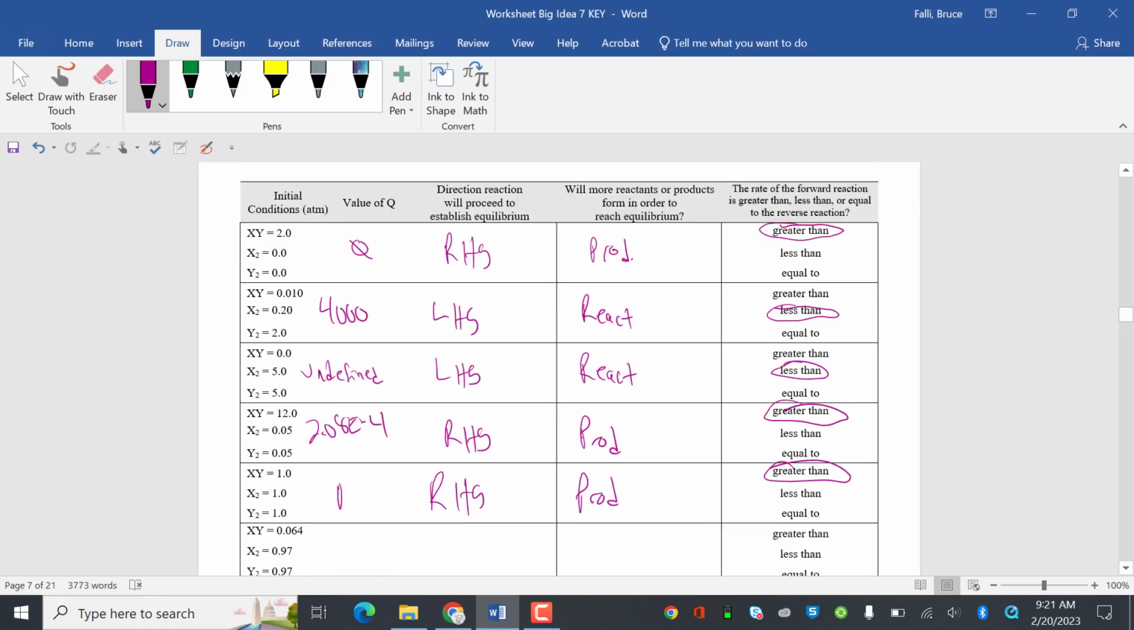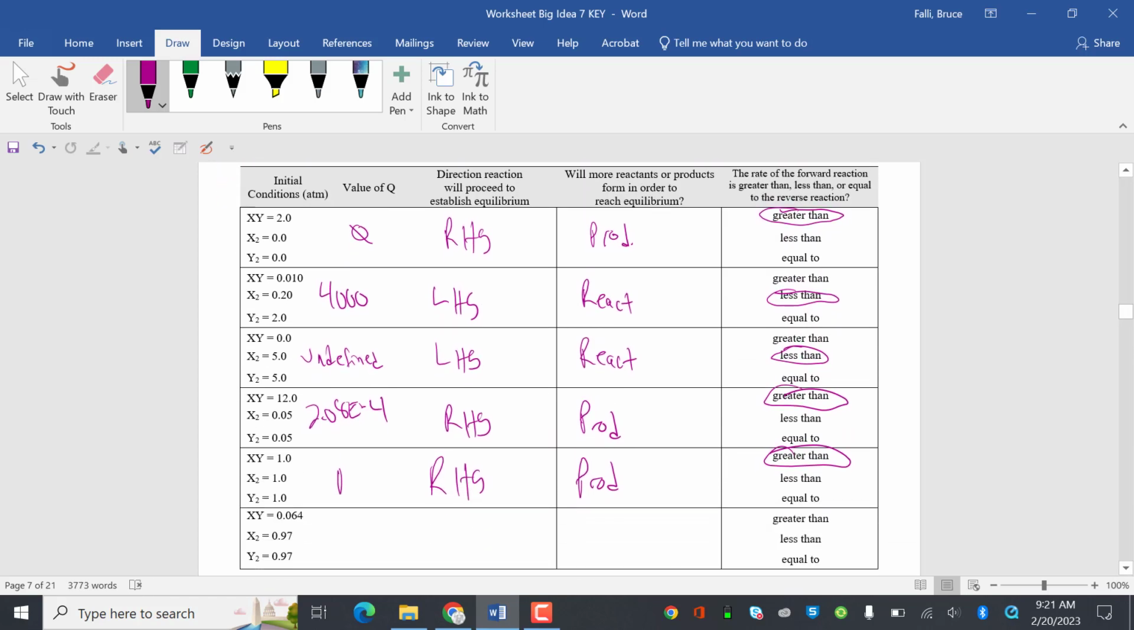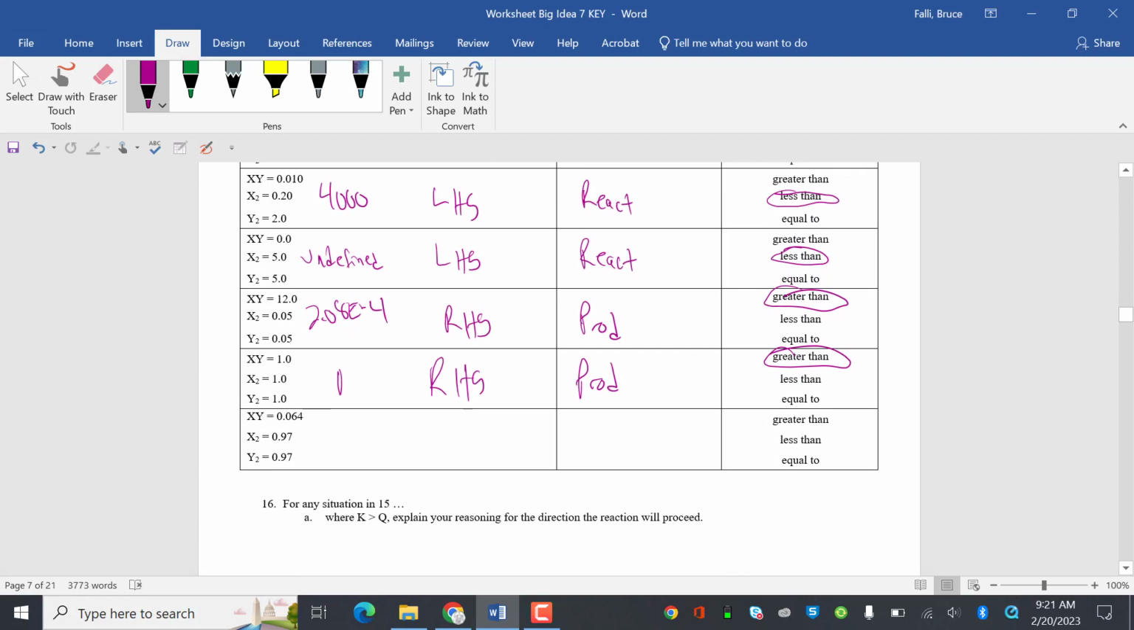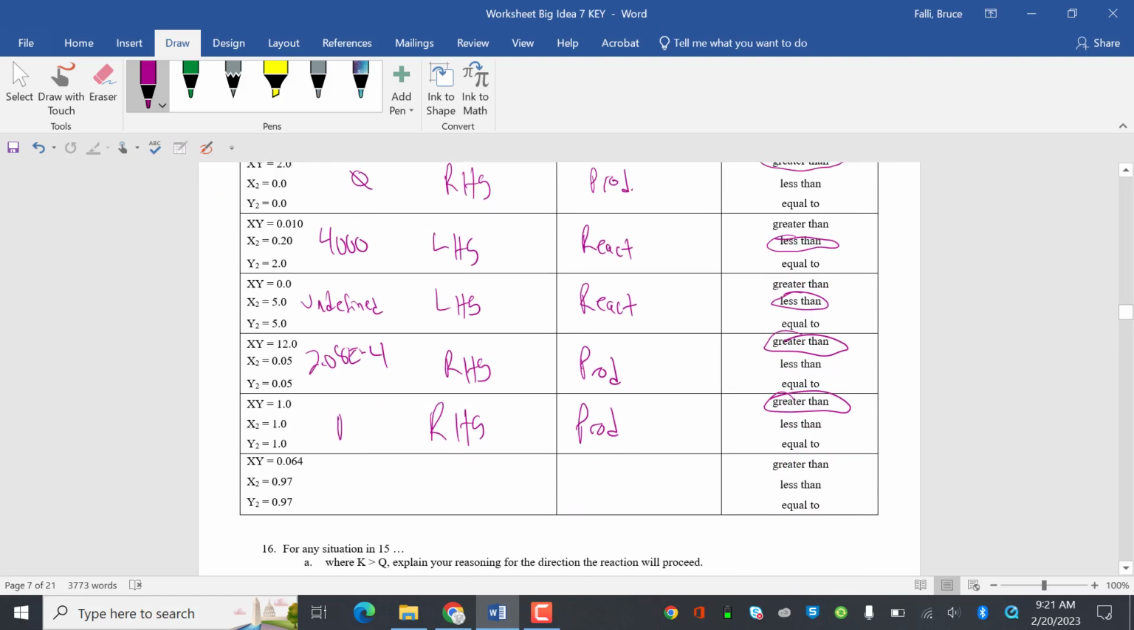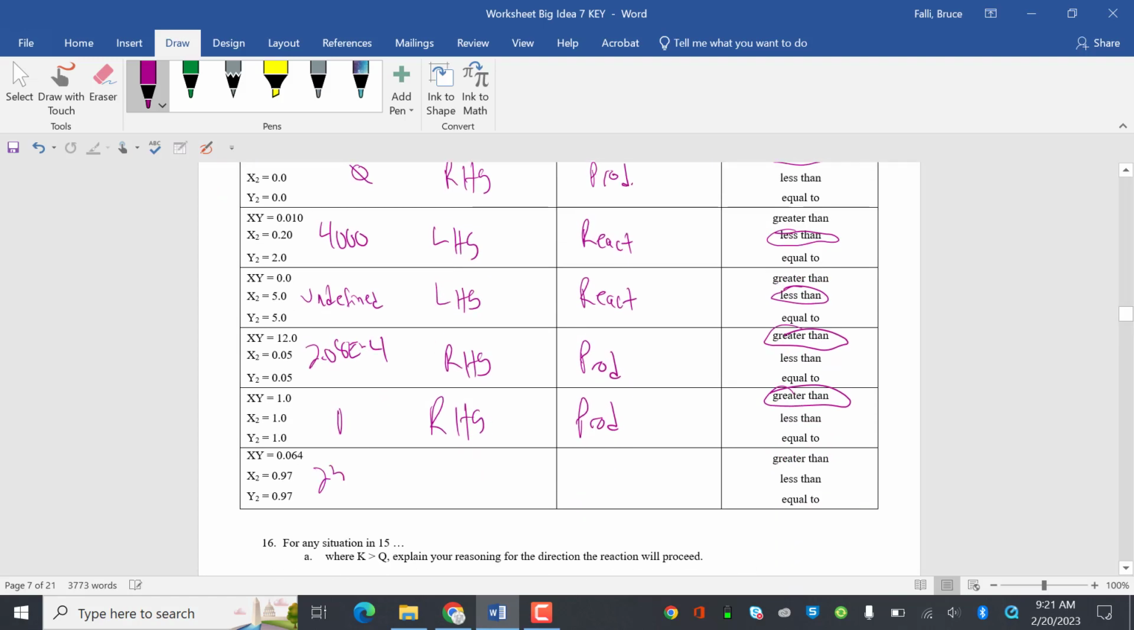Let's see here. Short-term memory getting me again. XY over XY squared. So 0.97 times 0.97, divided by 0.064 squared equals 230. What is favored? None. And equal to.